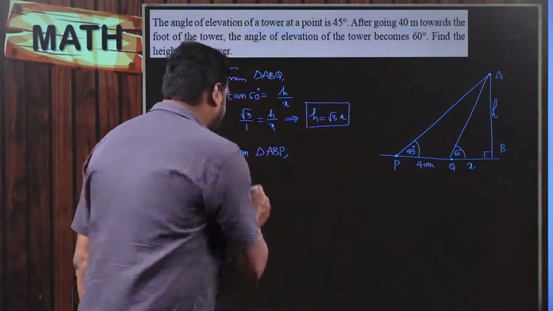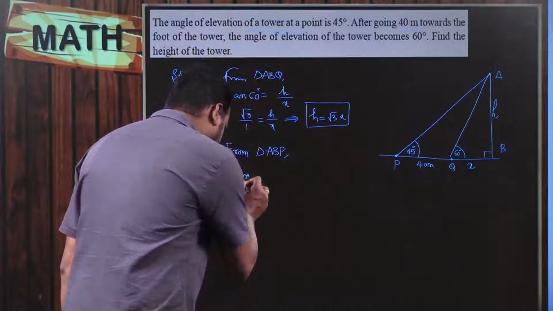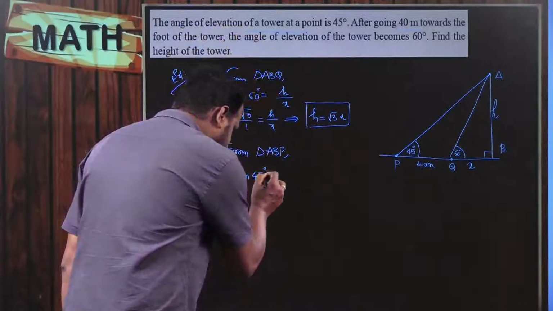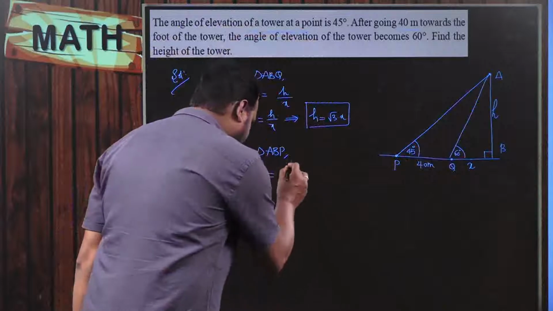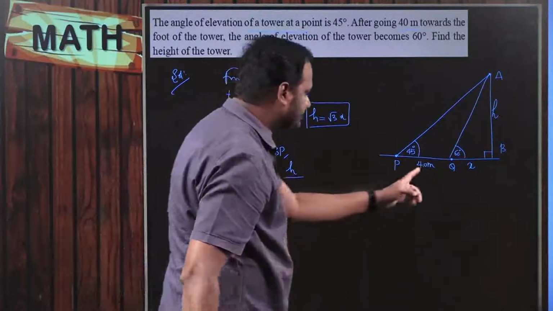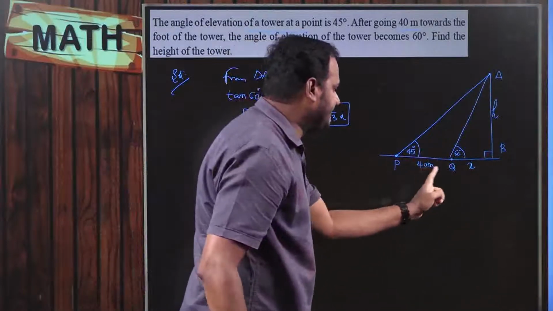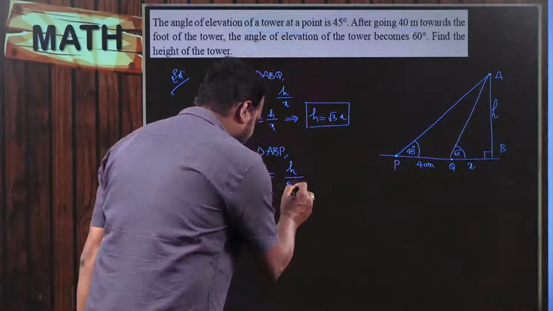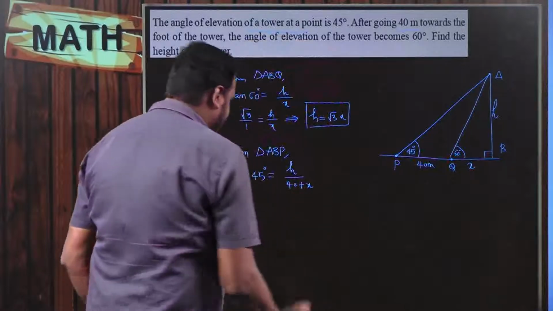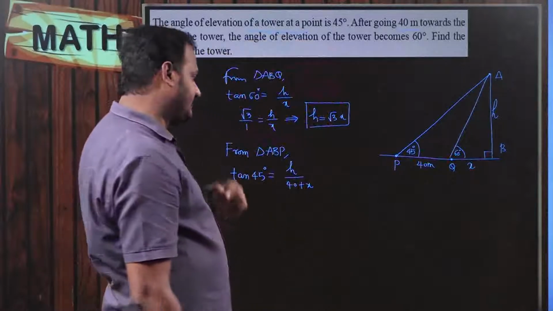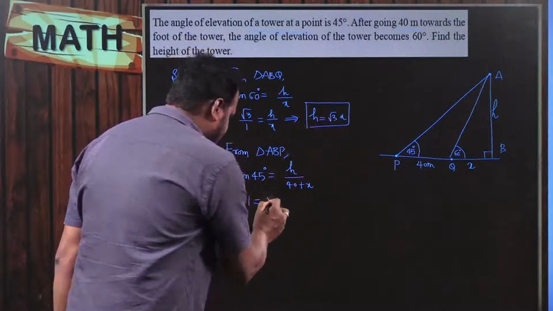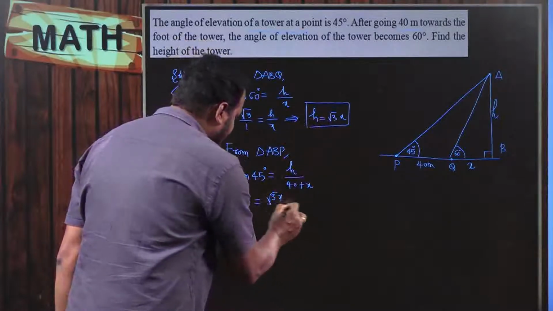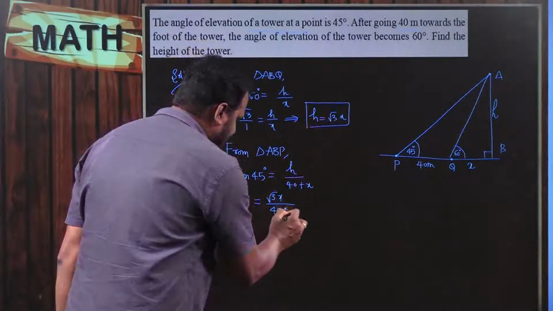Right? So tan 45 degrees is equal to the side opposite to 45, which is h, divided by the adjacent to 45, which is PB. It is nothing but 40 plus X. What is the value of tan 45? Tan 45 equals 1, which is equal to the value of H, which is root 3x, so root 3x whole divided by 40 plus X.